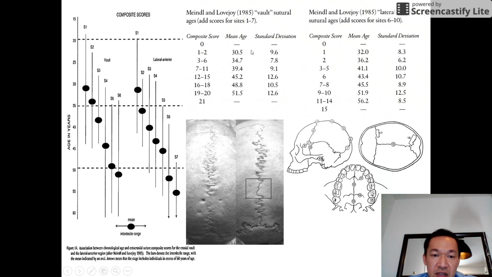So these are the systems developed by using suture lines. When you have a composite, let's say for number 1 up to number 10, you can see whether it's obliterated, and then you will give it a score, and when you add up all together, you can look at the mean age to get the age estimation.